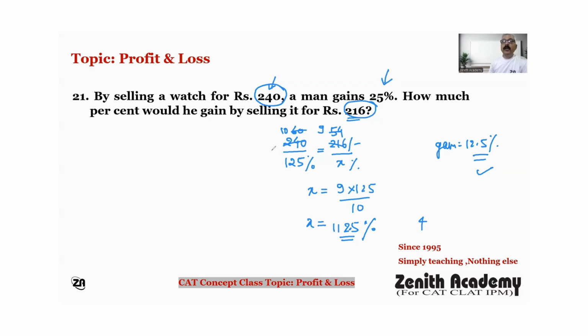Means here no need to first calculate the cost price and then the cost price and selling price difference. In a single stroke calculation you can find out whether it is a case of a loss or a profit. If it is coming less than 100%, then it means there is a loss. If it is coming more than 100%, so more than 100 is 12.5, this is your profit. Now see the next question.